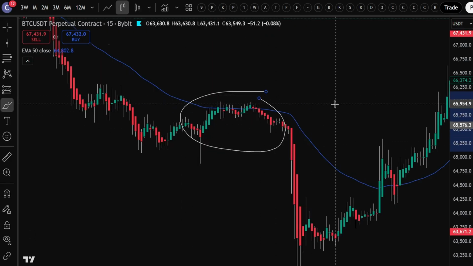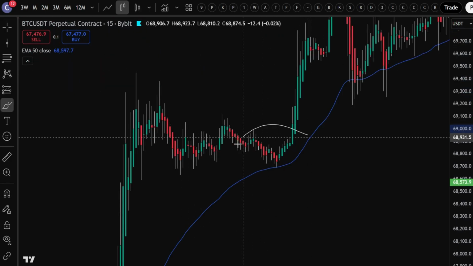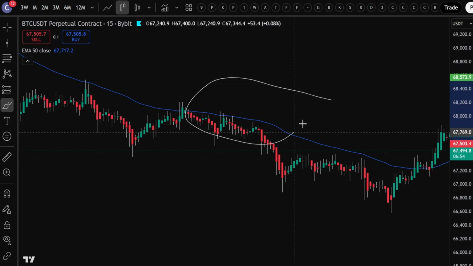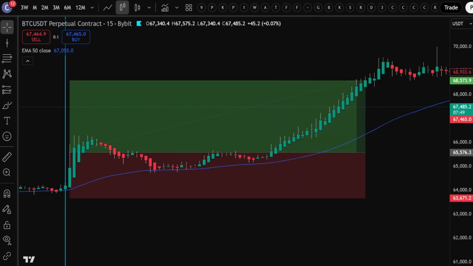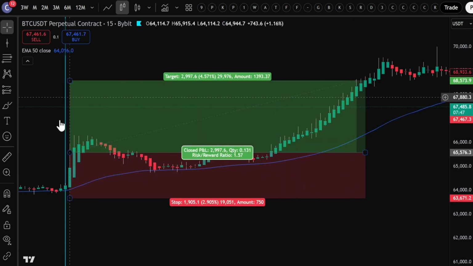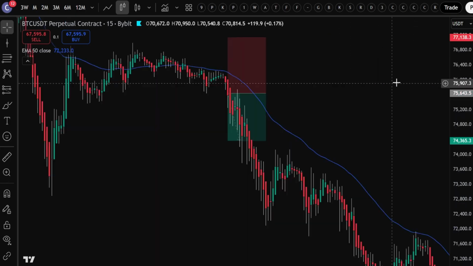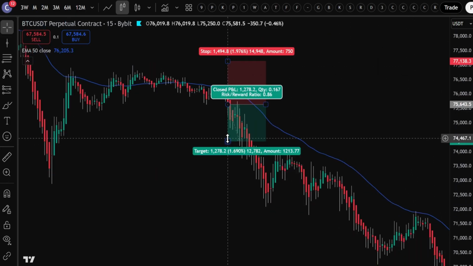Keep in mind, this strategy works best when you're patient and disciplined. Don't force trades, wait for clear setups, and always manage your risk with proper stop losses. And that's it. That's the only Heiken Ashi scalping strategy you need to start making consistent profits in crypto.